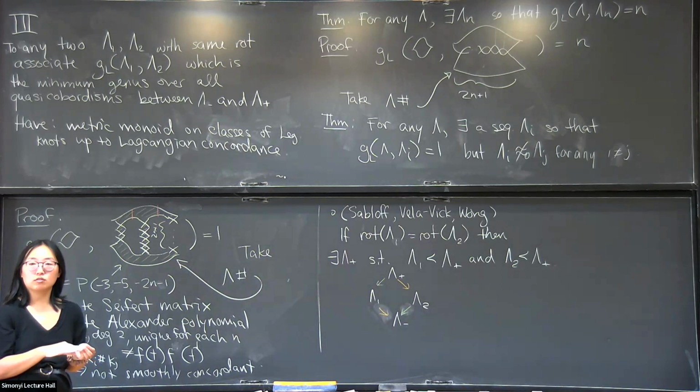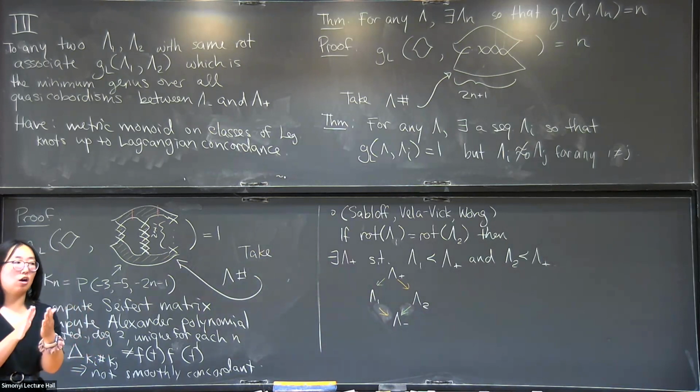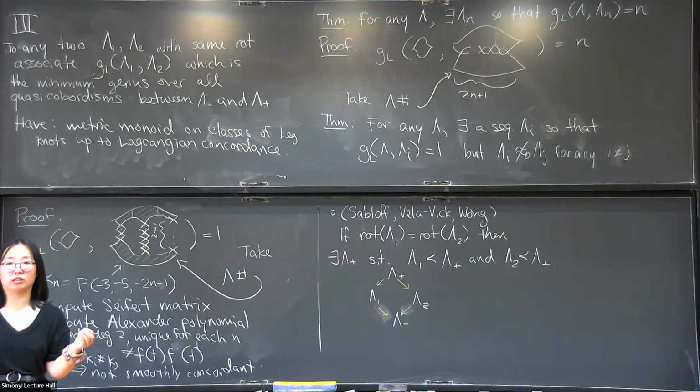When you're putting the metric monoid structure, is it up to Lagrangian concordance or Lagrangian quasi-concordance? The classes I'm going to consider are Legendrian knots up to quasi-concordance, and then quasi-cobordisms are going to give me the metric.